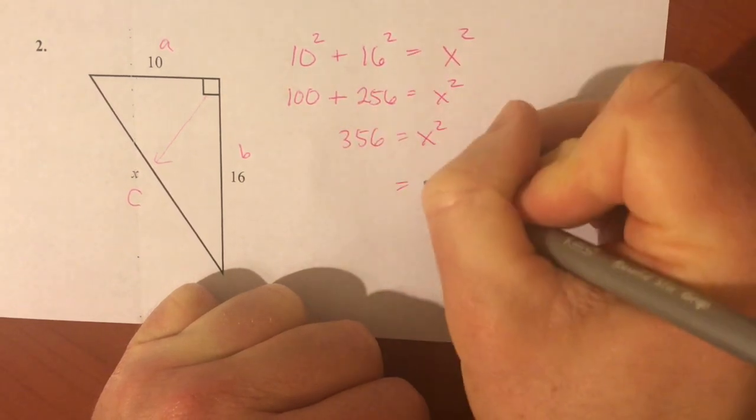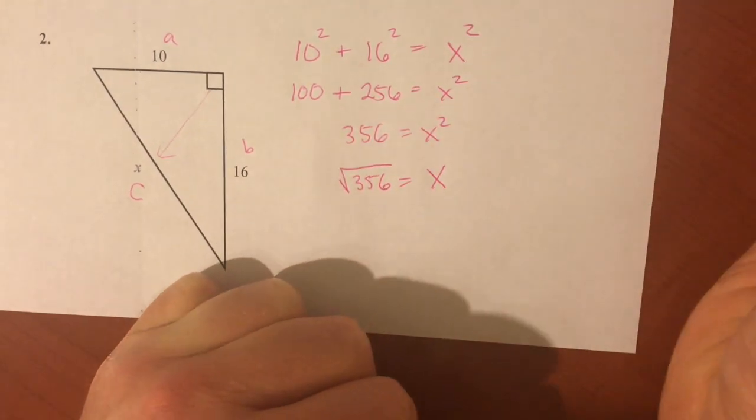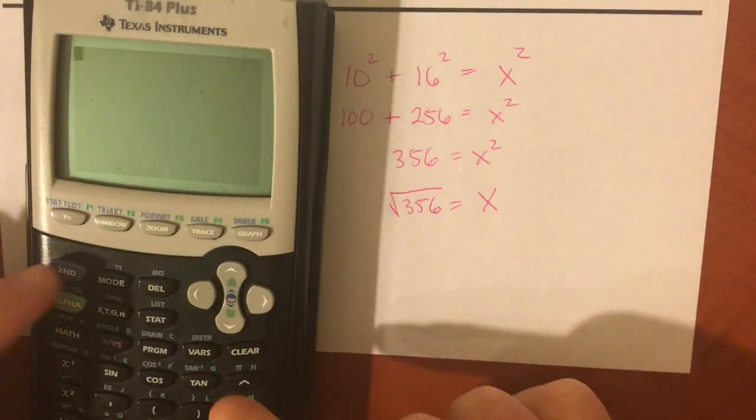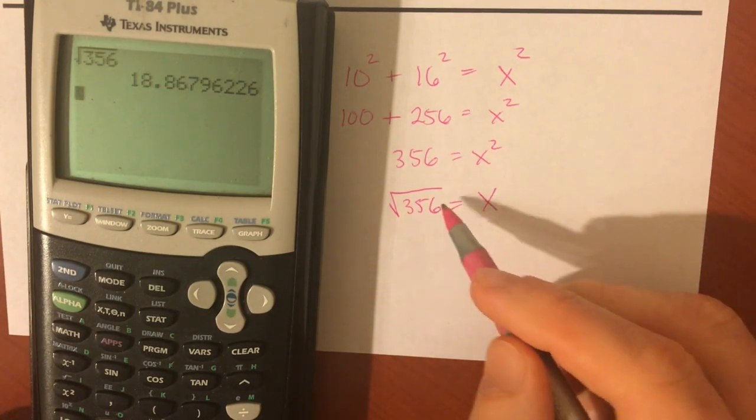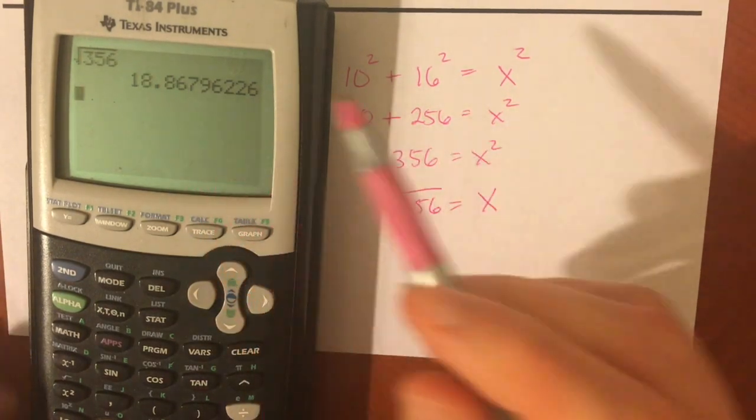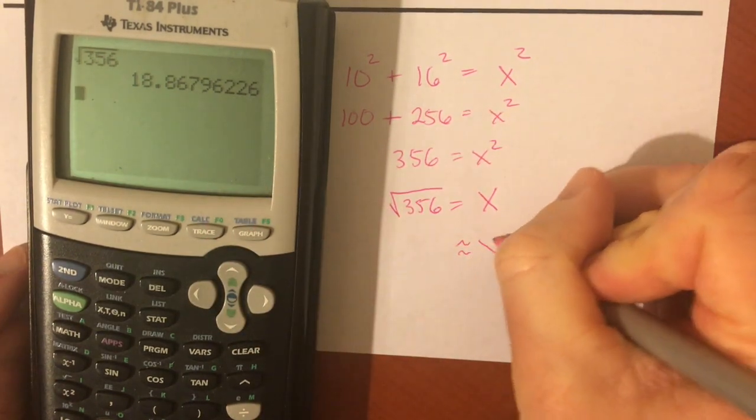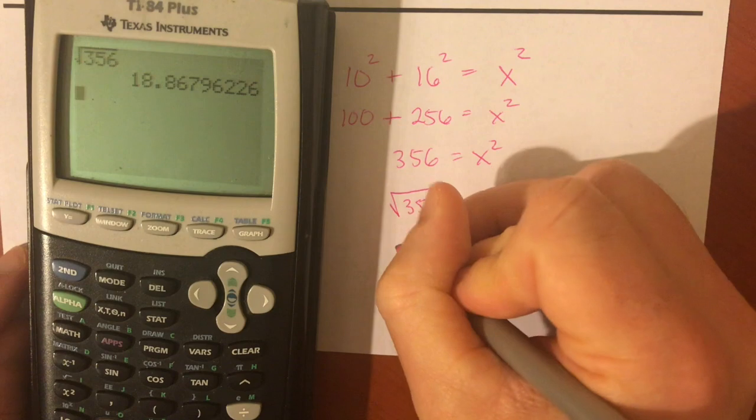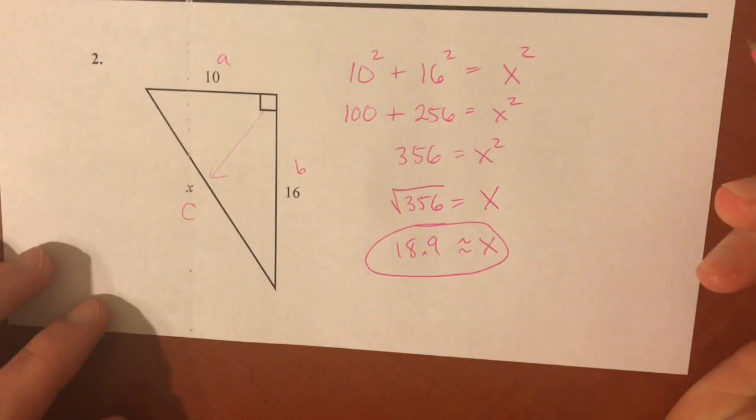That's x squared. To solve, I'm going to take the square root of both sides. I'm going to ignore the plus or minus because I know it's only the positive answer I'm looking for. And 356, I don't know that off the top of my head, so I'll just take the square root on my calculator. Square root of 356. Notice 356 is not a perfect square, so we get this decimal answer. This is an irrational answer, so we're going to round to the nearest tenth. And so x would be approximately 18.86, so that 6 bumps it up to 18.9. Notice it's the largest side of the triangle, 18.9.